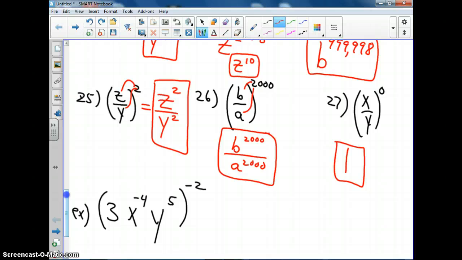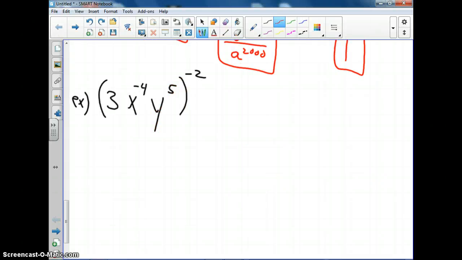Okay, now, here's the thing. So when you do, let me stop this. All right, so here's the example. So what's the first thing we're going to do with the negative 2? Distribute it, right? So you're going to go like this. You're going to distribute it to that, and to this, and to this.